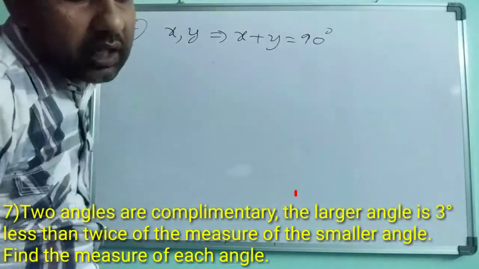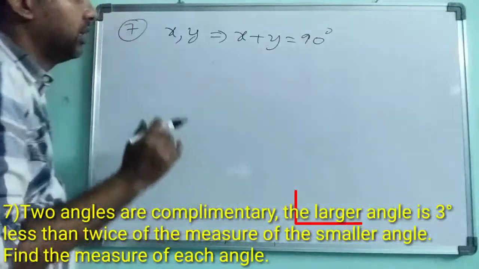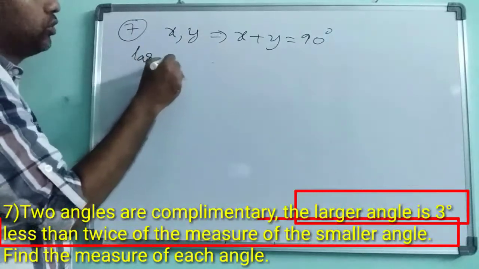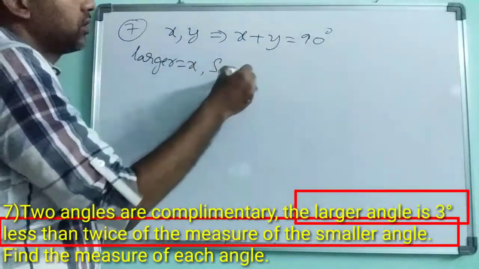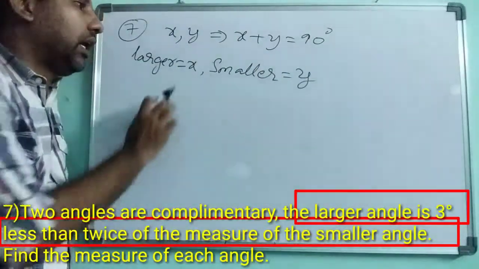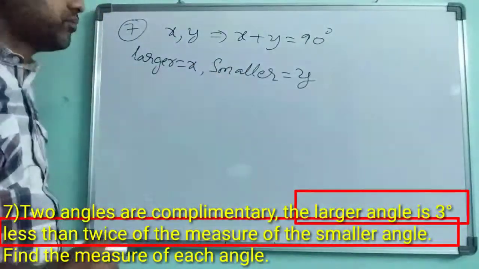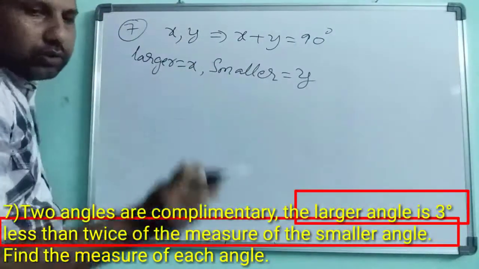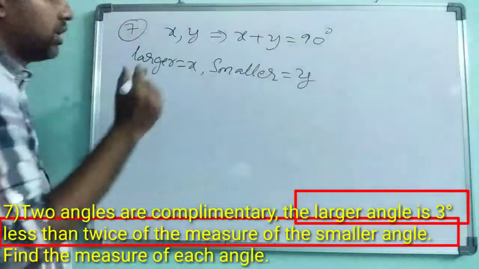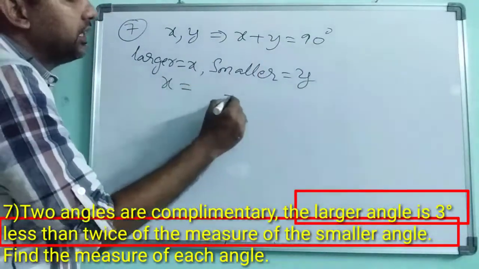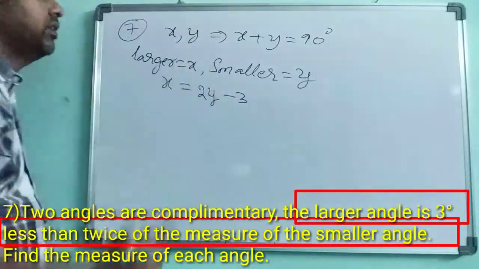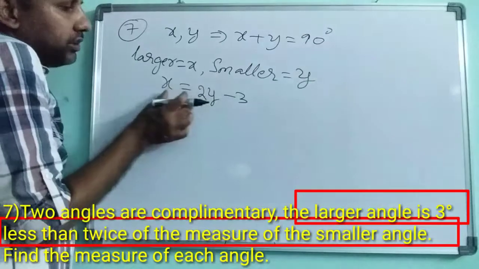They gave one condition: the larger is 3 less than twice the smaller angle. We have to consider one as larger and one as smaller. So I am considering larger is equal to x, smaller is equal to y. Now the condition is: the larger is 3 less than twice the smaller angle. So x is equal to 2y minus 3, we got.